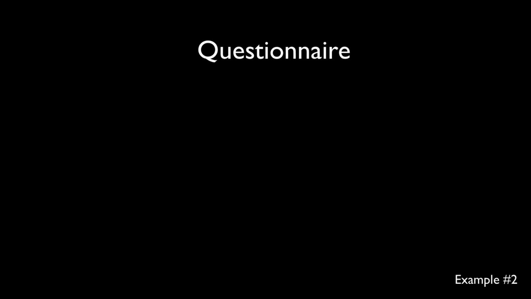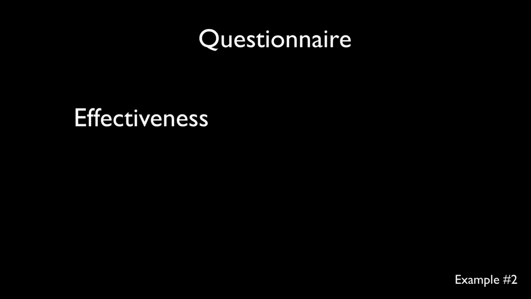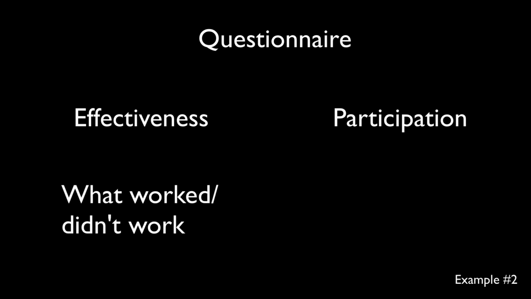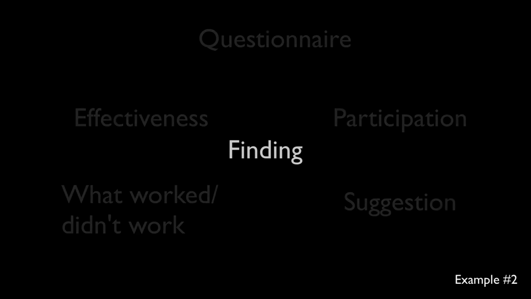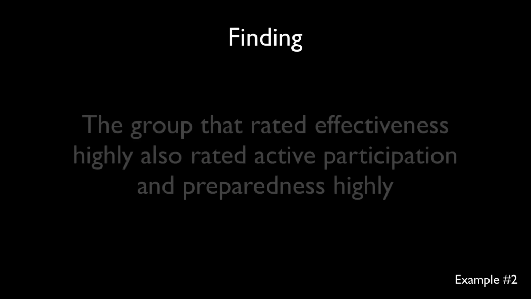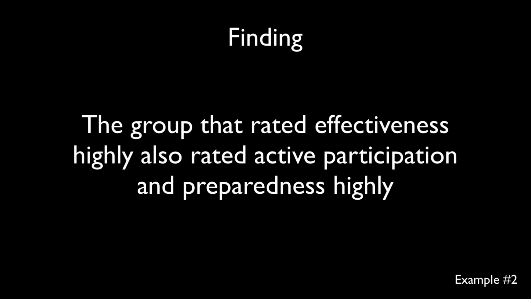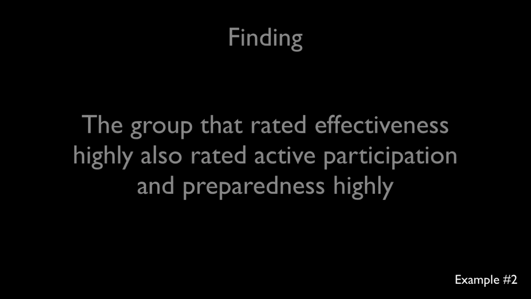The evidence I gather in this case is that I would create a simple questionnaire that asks students to rate the effectiveness of their group, how many of their group participated actively in their opinion, and were they prepared for meetings, explain what worked and didn't work, and make suggestions of how to improve the teamwork. So it was about 6 questions, very short survey. I sorted the responses by group and found that the groups that rated effectiveness highly also rated active participation and preparedness highly. I think that's kind of common sense. I found they also had the most suggestions of how to improve teamwork.